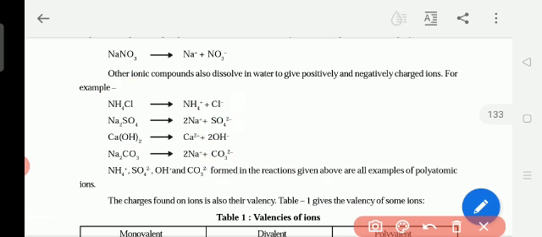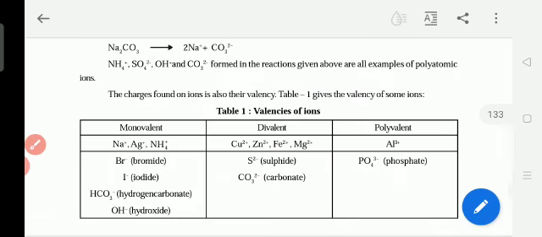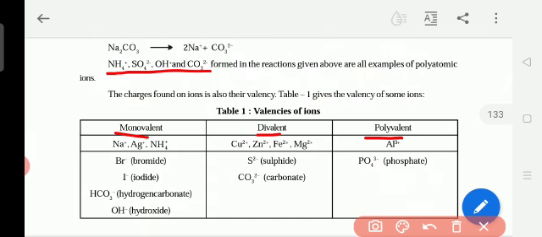Now we will see in the table some ions: monovalent, divalent and polyvalent. Here what we are seeing is the valencies of ions, that means how many electrons it lost or gained to fill the octet.